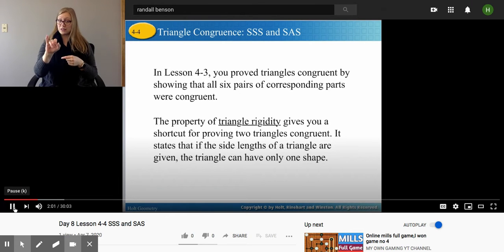So with triangle rigidity, the idea is that once you have the side lengths fixed, there's only one possible triangle that you can make out of those 3 sides. No matter how you put them together, you're going to get that same triangle. It might look slightly different because of its orientation, but it's going to be the exact same shape.